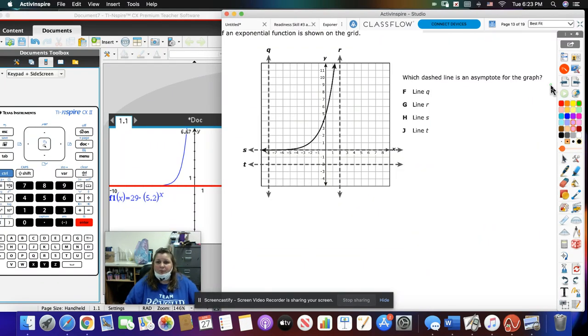Okay, next example. Which of the dashed lines is an asymptote for the graph? Again, right here. All of the examples that you're going to do, it's always horizontal. Now, when you get to the next math, we may shift it up and down, and that line may move. But for right now, the asymptote is y equals 0 every time.